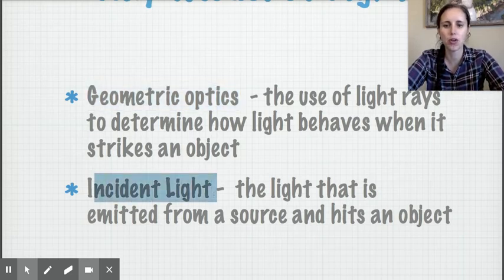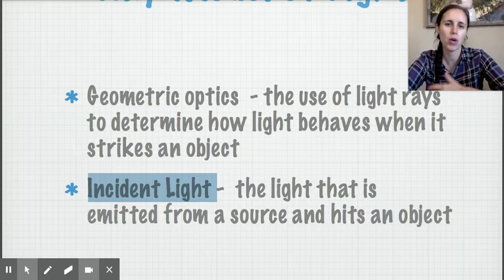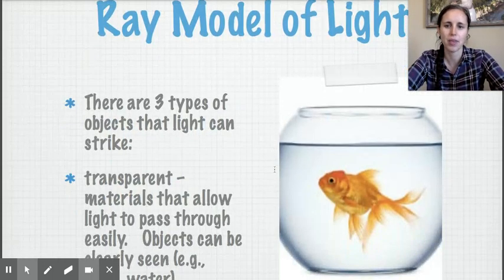I'm going to be referring to this idea of incident light. Incident light is the light that is emitted from a source and hits an object. We're not really going to talk too much about the sources right now. We talked about that before in our types of luminescence note. So we're just pretty much going to assume that all the light is going to be coming from the sun. When we do a lab later on, we are going to have our own source of light in our classroom. I'll talk about that then.